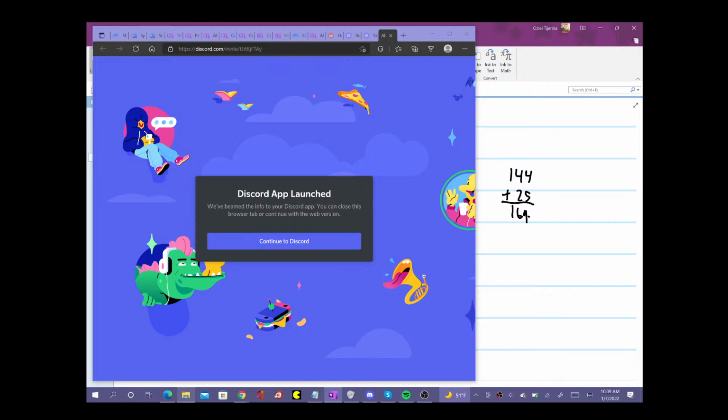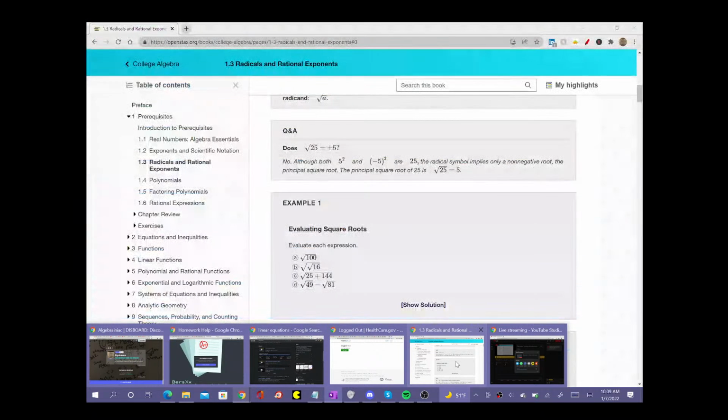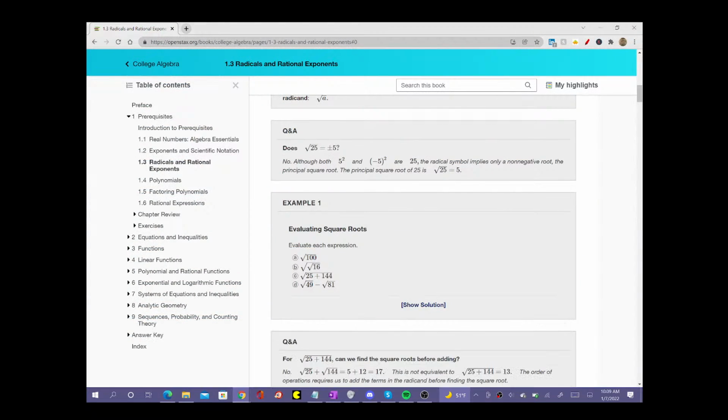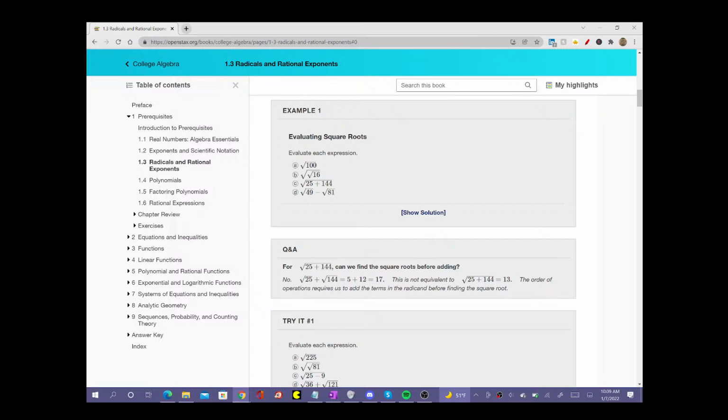Oops. Sorry, guys. So, moving on to the next one. So as you can see, it's 13, right? And we can even show the solution for each one of these. Sorry, guys.